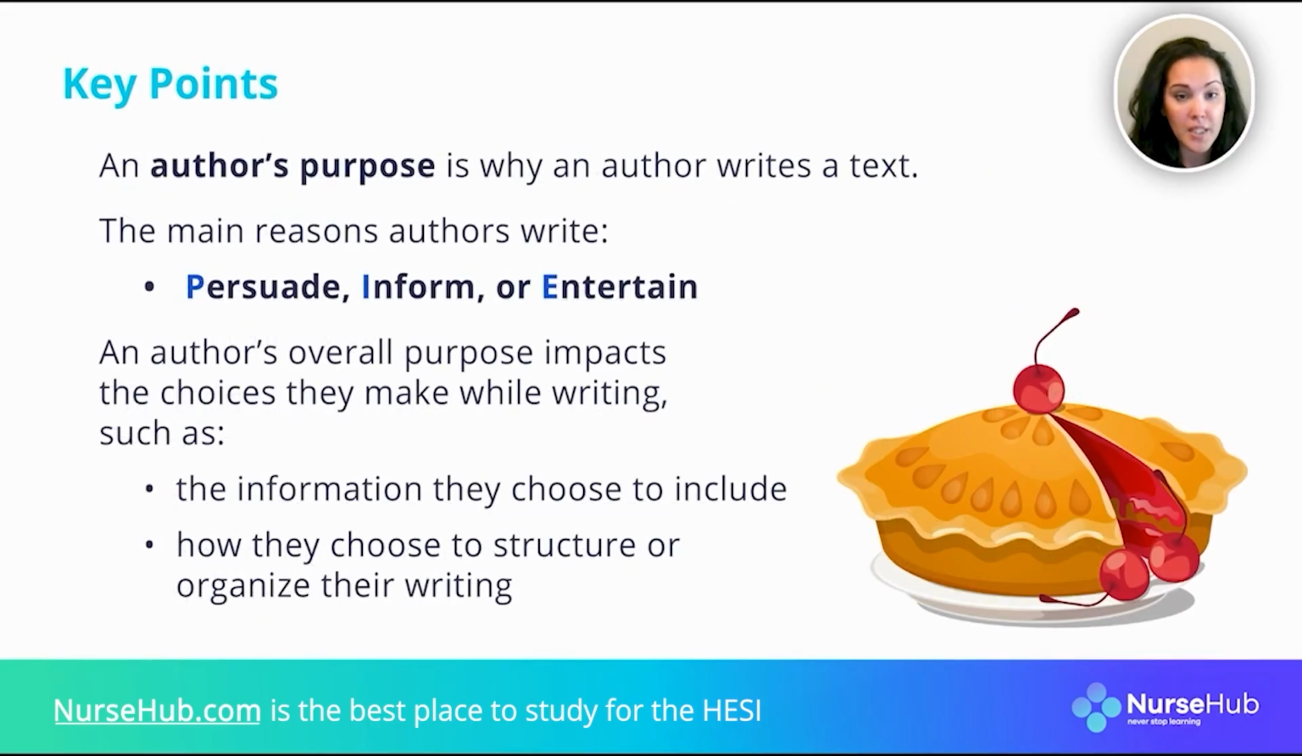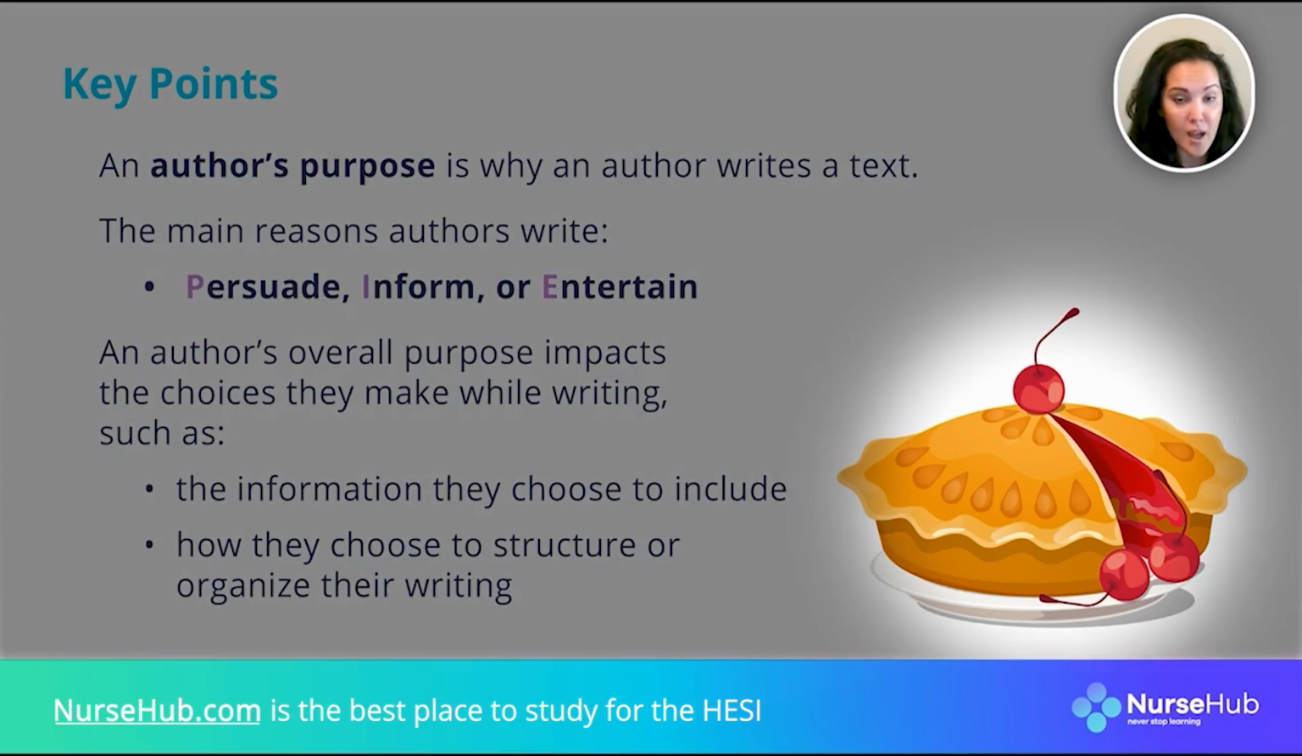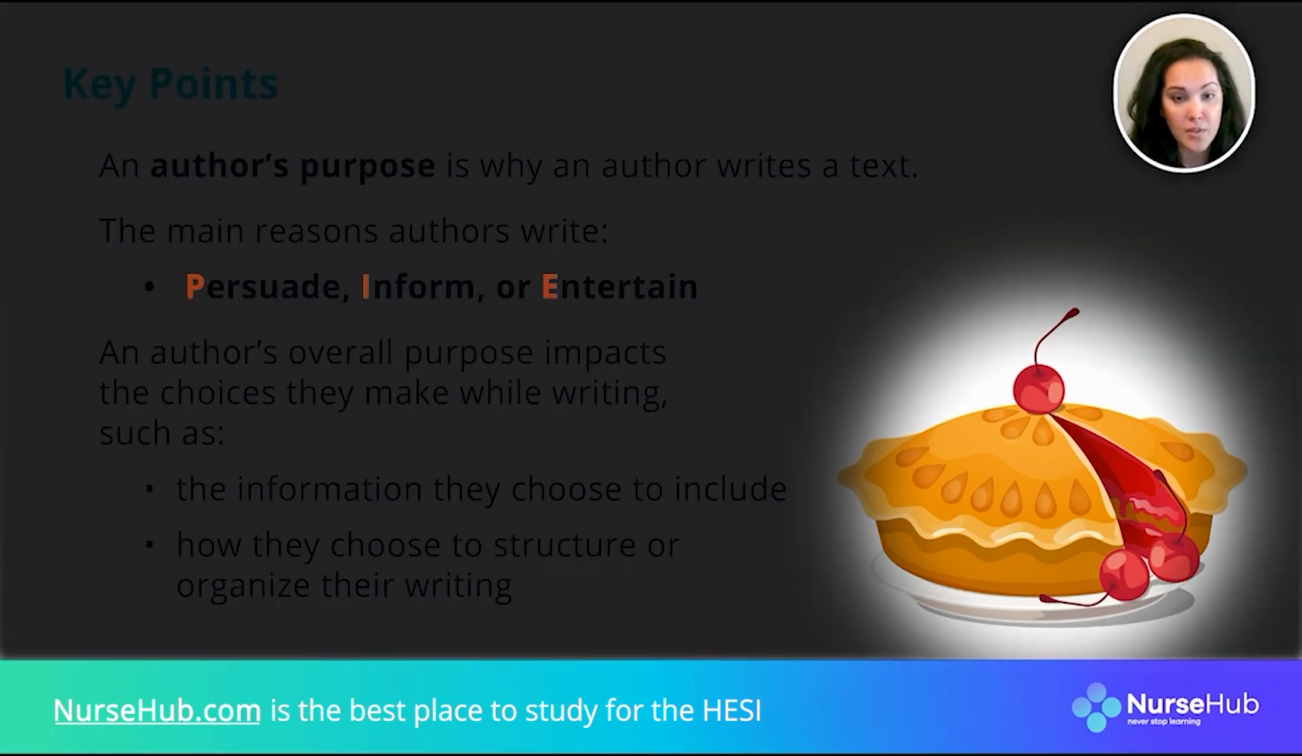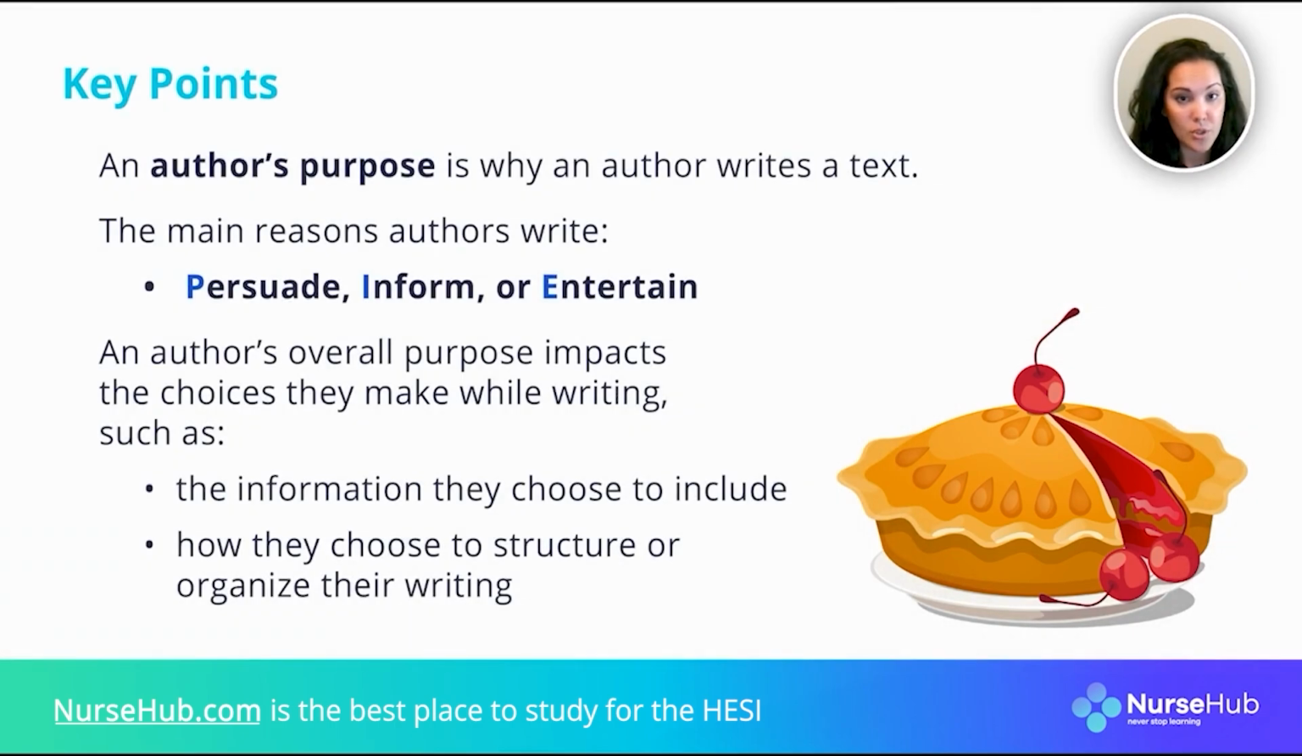Okay, so here's our first piece of key points. So an author's purpose is why the author writes a text, right? So there are these 3 reasons why, and they align with this acronym PIE. So persuade, inform, or entertain. An author's overall purpose impacts the choices that they make in their writing, such as information that they choose to include and how they choose to structure their writing. A persuasive text is going to be structured differently than an entertaining text or an informative text.